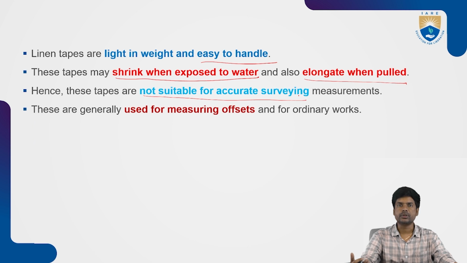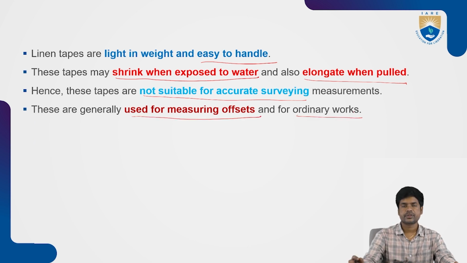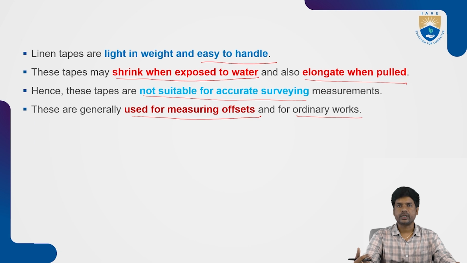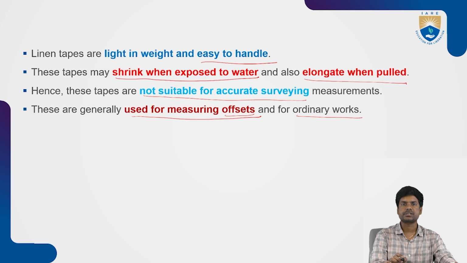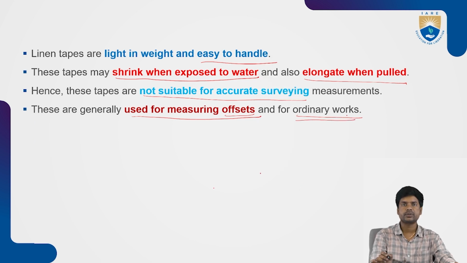Due to these problems we face while exposing the tapes to the environment or while pulling them, we do not use these tapes for accurate surveying. They are generally used for measuring offsets, from one point to another point, and for ordinary works. Wherever you want accurate results, we do not use them; for very simple works we use these types of tapes.